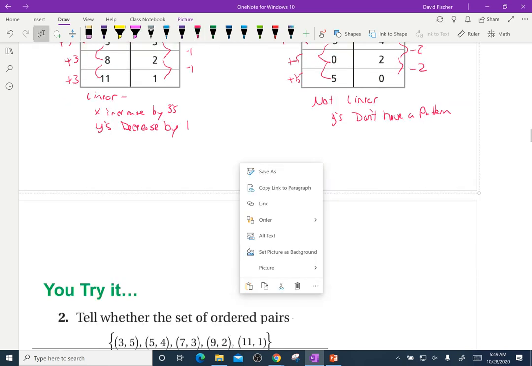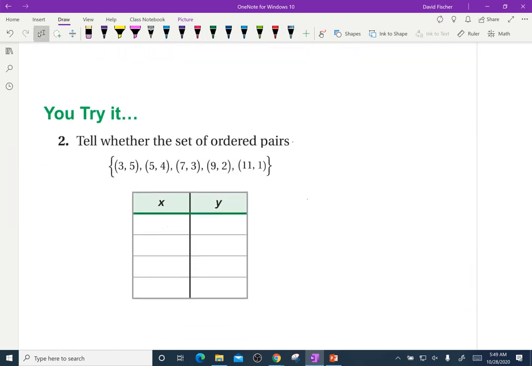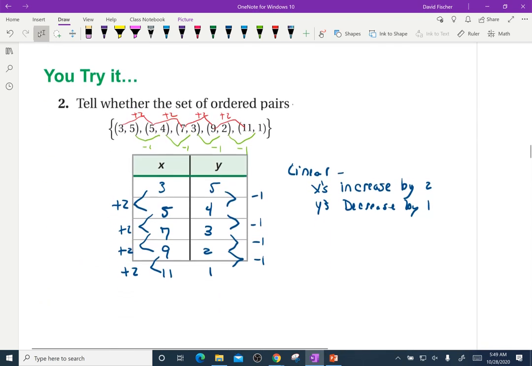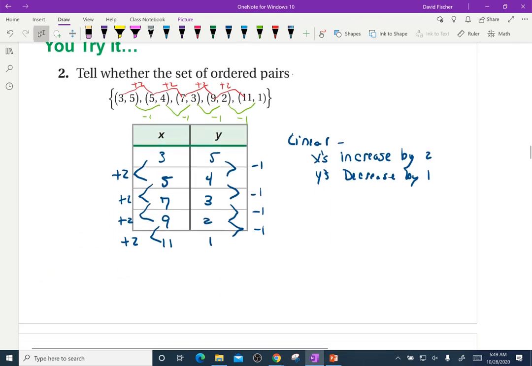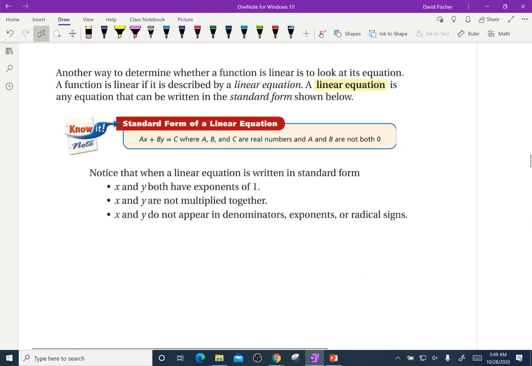Okay, I think you try it now. So do this one real quick, pause your video, and then come on back and we'll see how you did. Okay, let's see what you did. Looked to me like it was linear. On my x's, I had 2's. I did it both ways, as you can see here. And then my y's were decreasing by 1. So again, make sure you explain on today's practice sheet.